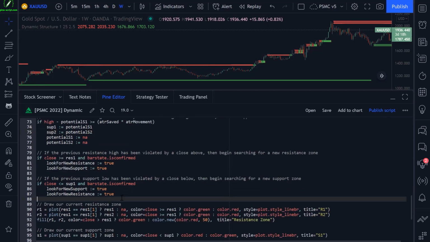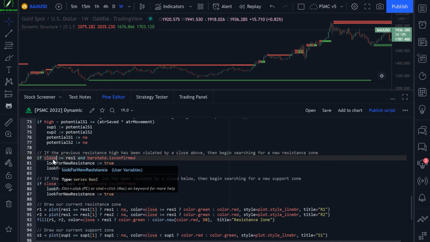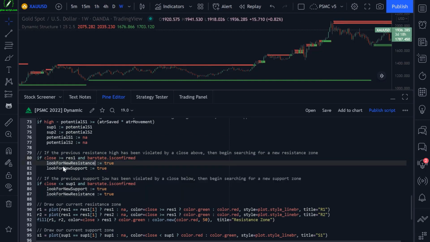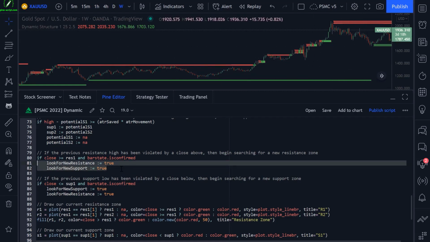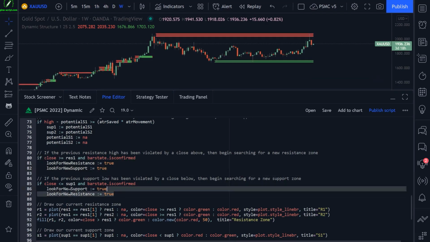And I'll cover these last two if statements here. So this first one says, if the previous resistance high has been violated by a close above, then begin searching for a new resistance zone. So if the current bar's closing price is greater than or equal to that wick of our resistance zone and the bar state is confirmed, then we set look for new resistance to true and look for new support to true. So whenever one of our support or resistance zones gets violated, the script begins searching for a new support and resistance zone. So that's what these two Boolean checks here do.